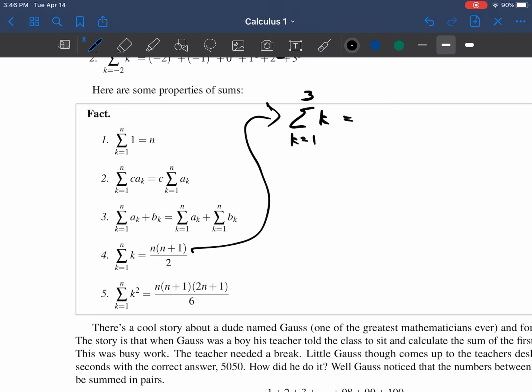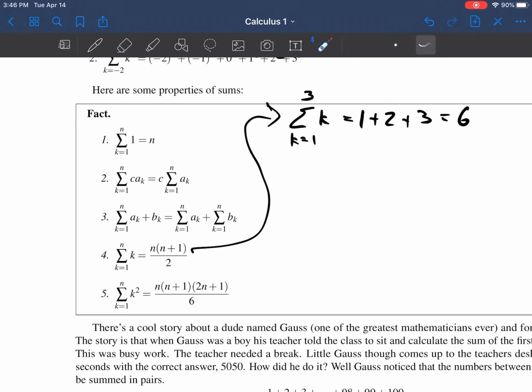And I'm adding them up like that, right? Because this is just a K, that means I'm just plugging into K. So the first number I plug in is 1, plus the next number after that, 2, plus the next number after that, 3, and I'm going to stop there because this upper number here is 3. So I've got 1 plus 2 plus 3. Of course, if I add that all up, I get 6.